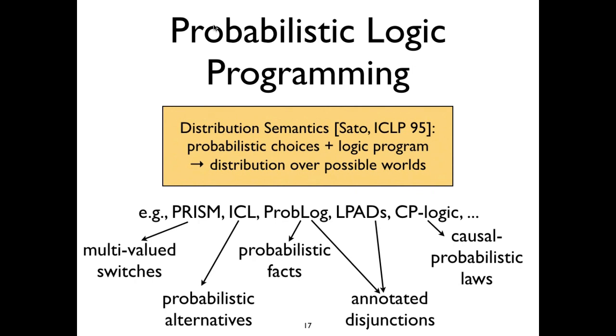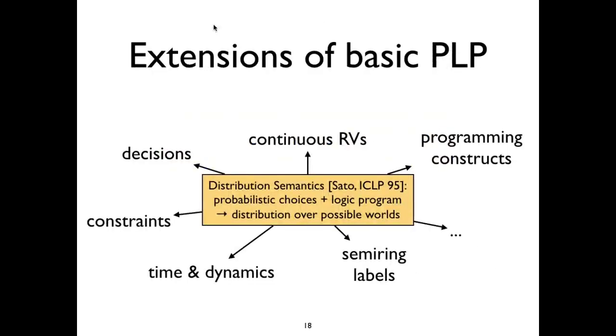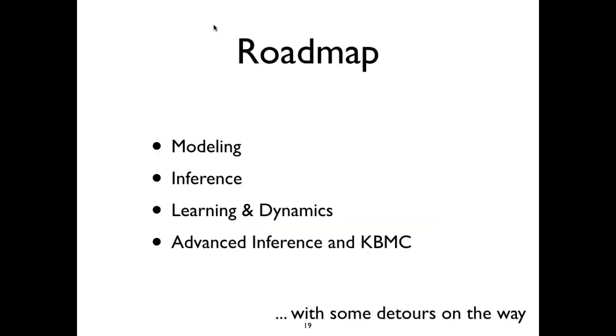Many variations have been built, and I'll go through some of the most important ones. I mean, the conceptual changes. Of course, I'm going to focus a little bit on the work at Leuven. There have been extensions towards continuous random variables, towards constraints, towards coping with time and dynamics, towards working with decisions and semi-rings, and I'm going to talk a little bit about that. That's for the introduction.